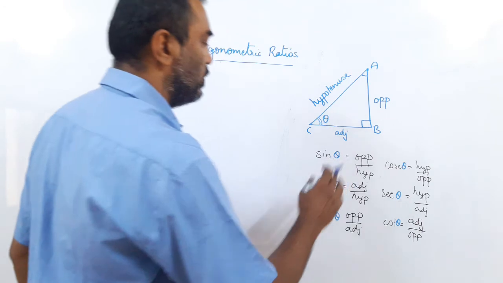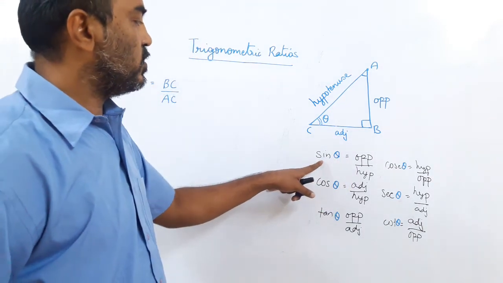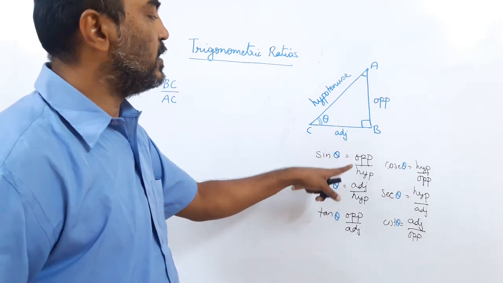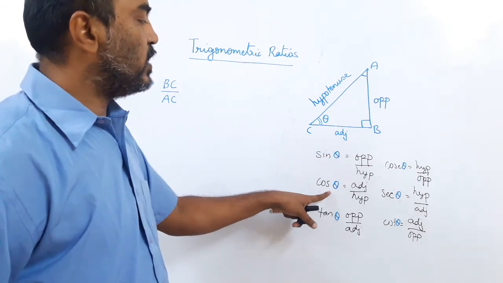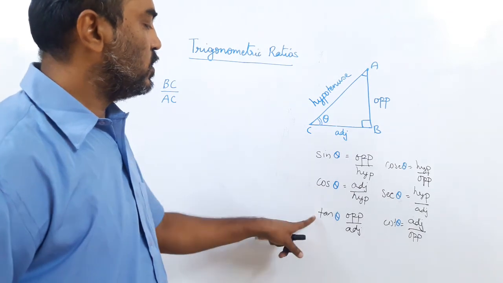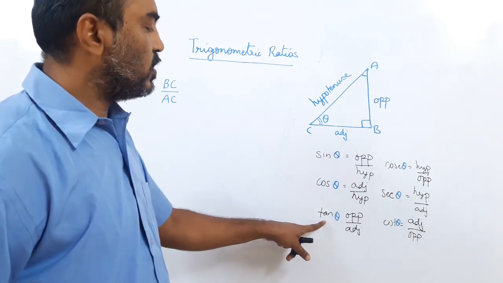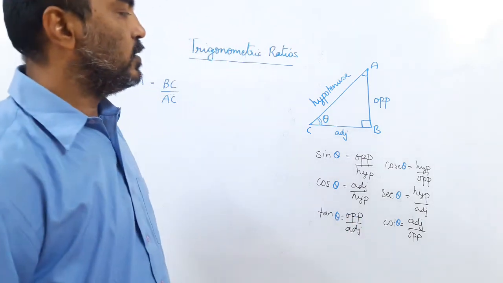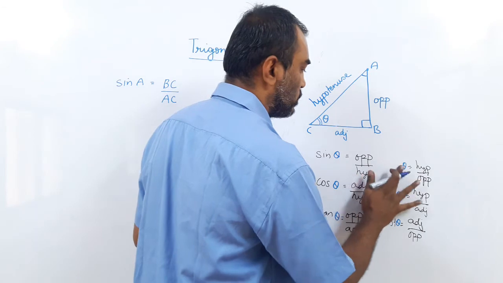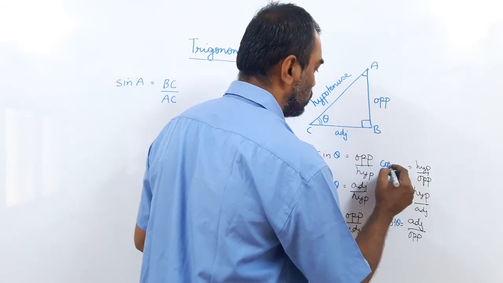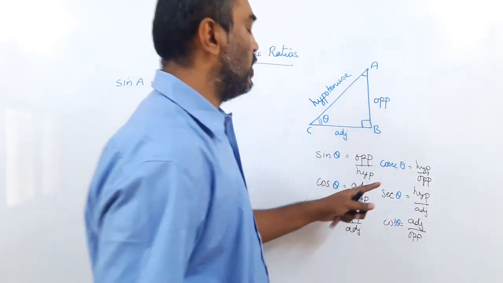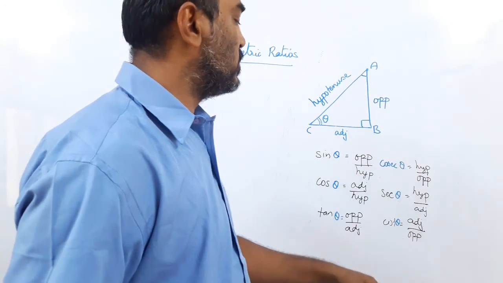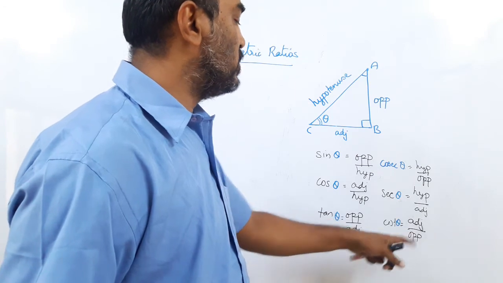What is sine of an angle? So the sine of theta is the ratio of the opposite and the hypotenuse. The cos of the angle is the ratio of the adjacent and the hypotenuse. The tan of the angle is the ratio of opposite upon adjacent. The cosec of the angle is the ratio of hypotenuse upon opposite. The sec of the angle is the ratio of hypotenuse and adjacent, and the cot of the angle is the ratio of adjacent upon opposite.